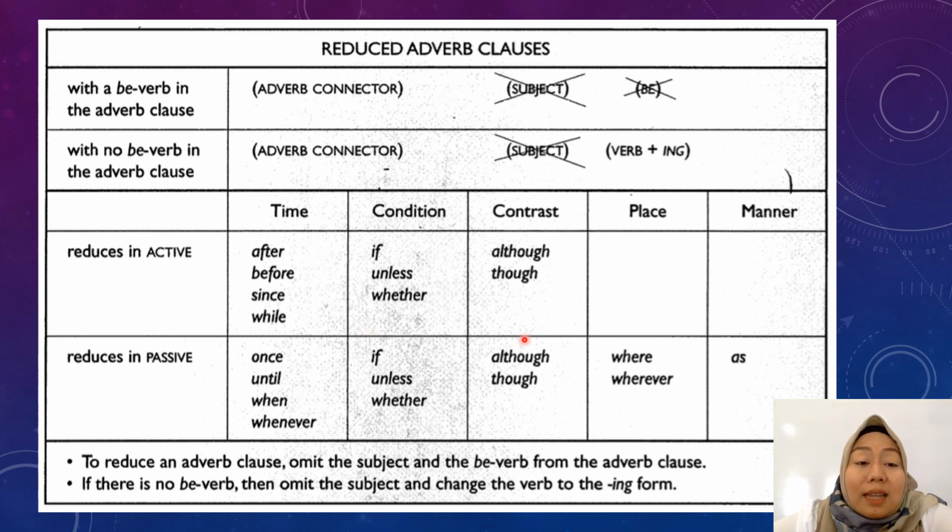Okay, so that is basically how you can reduce the adjective clause and also the adverb clause. What you have to keep in mind are the notes on what to reduce when you reduce the adjective clause and adverb clause. And remember this for adverb clauses: some clause connectors can only be reduced in active form or in passive form.